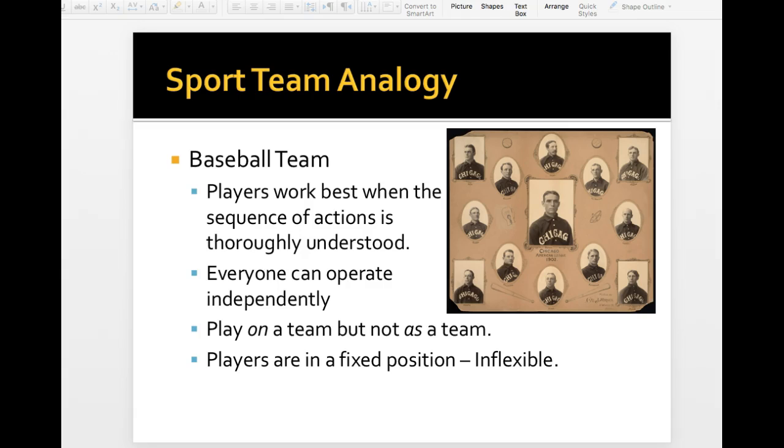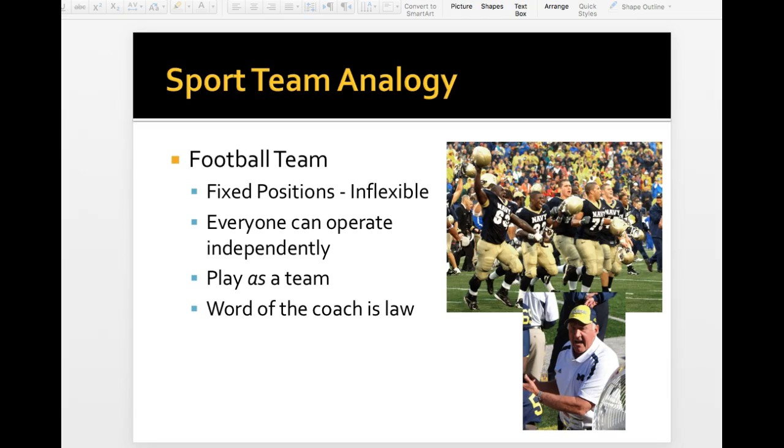We're getting to more complex. The next one is a football team. If you think about a football team, like the baseball team, they have fixed positions, right? You have the defense, the offense, the running back, the quarterback, the lineman, right? You have fixed positions, and that's pretty inflexible. Everybody operates independently, but you play as a team, and in the football team, you have a coach. You have a leader from the sidelines.